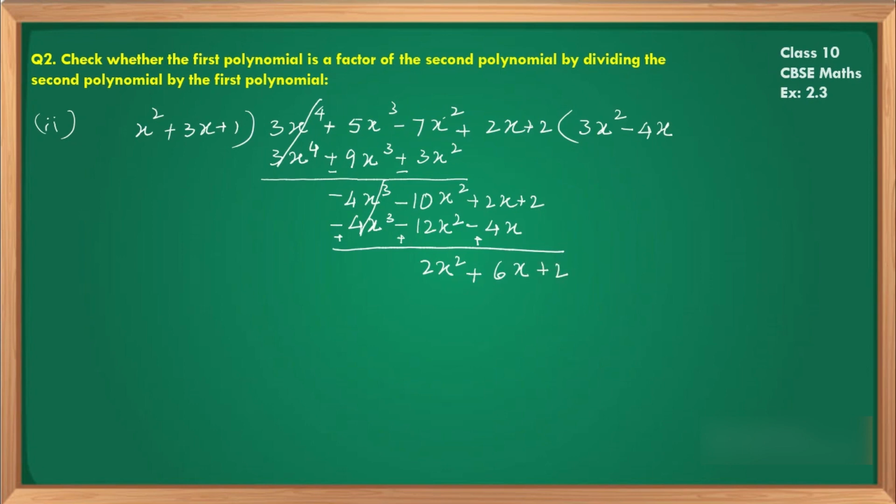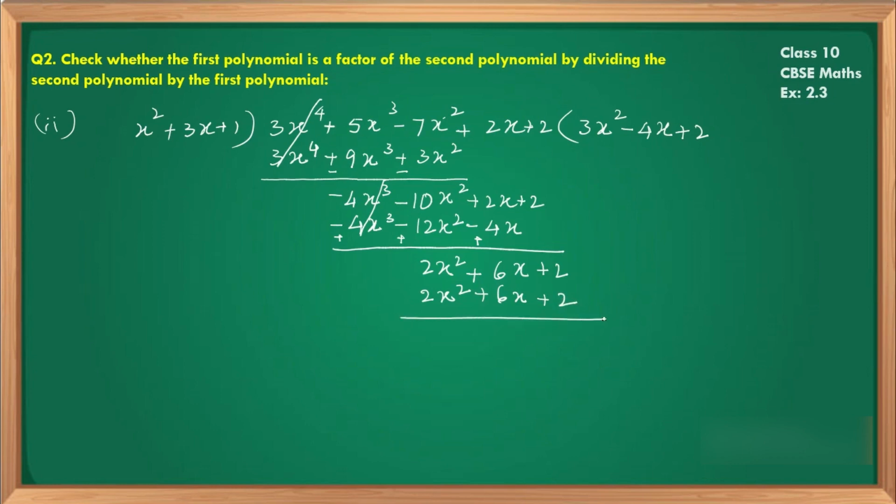We have come to third stage. And now you have x square and you have to get 2x square. It's simple. Plus 2 is multiplied with this, you get 2x square. 2 and 3x becomes 6x. And plus 2 and plus 1 gives you plus 2.